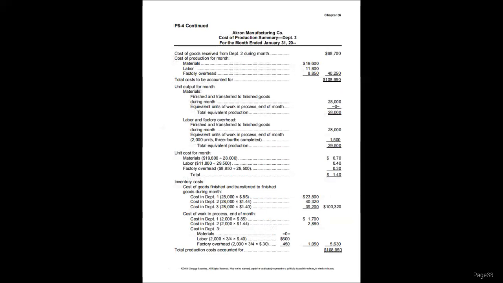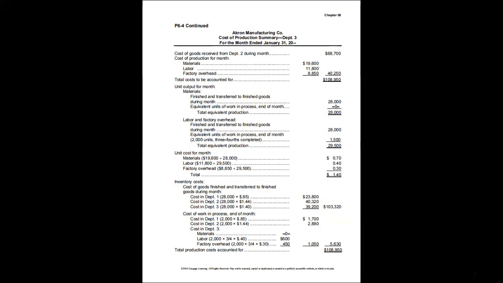And finally, the report of Department 3. Cost of goods received from Department 2 during the month of 68,700 as taken from the previous department's report. Then we add the cost of materials, labor, and factory overhead from Department 3, the total cost to be accounted for. Then for the unit output in Department 3, units started 30,000. Then finished and transferred 28,000 and the inventory of 2,000.